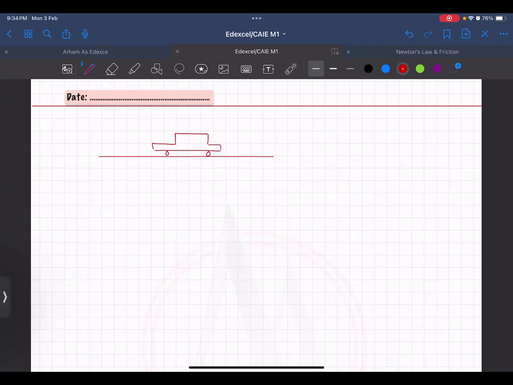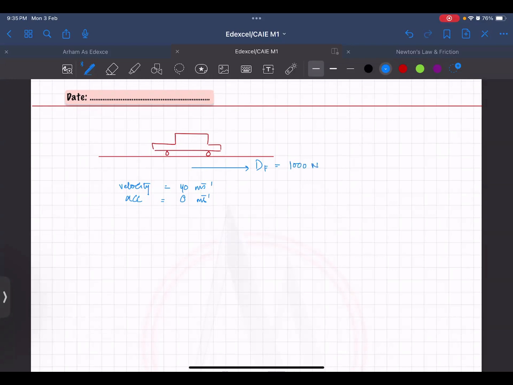Okay, so let's suppose the car is moving. The velocity of the car is, let's suppose, 40 meters per second, and the acceleration of the car is zero. The car is right now moving at constant velocity. The forward force, the driving force of the car's engine, let's suppose is 1000 Newtons.